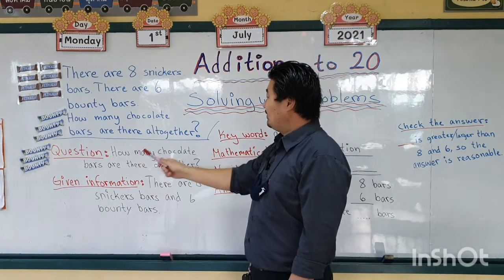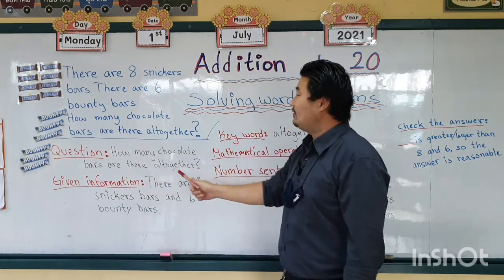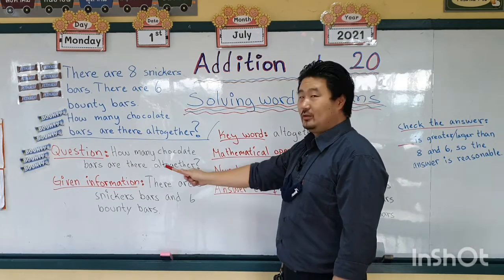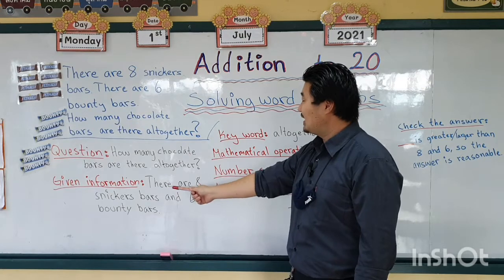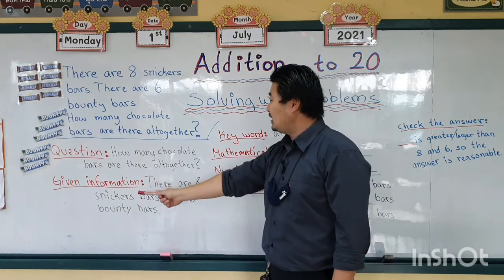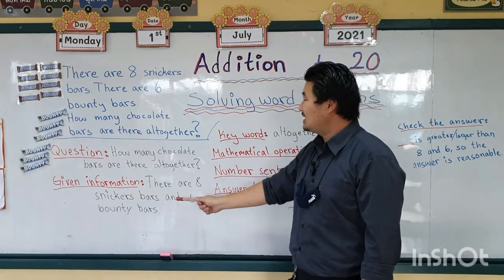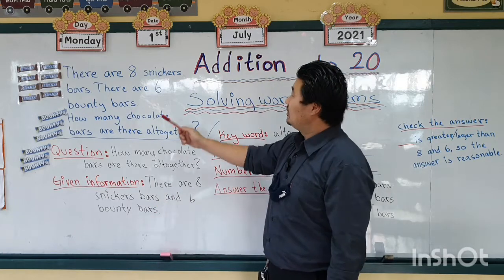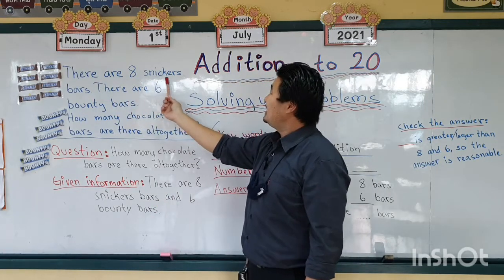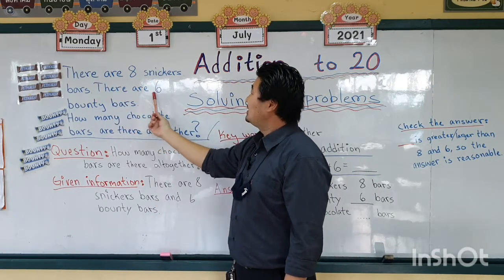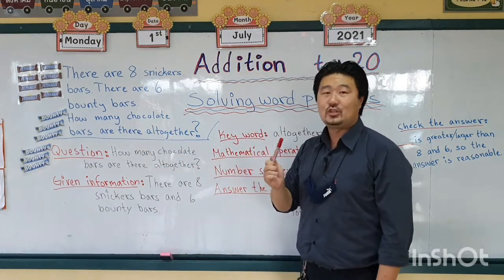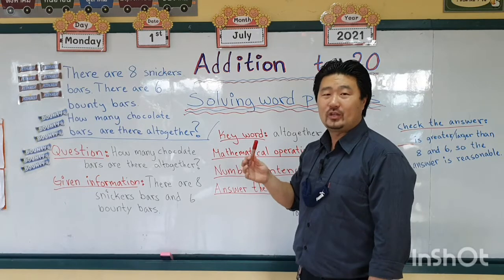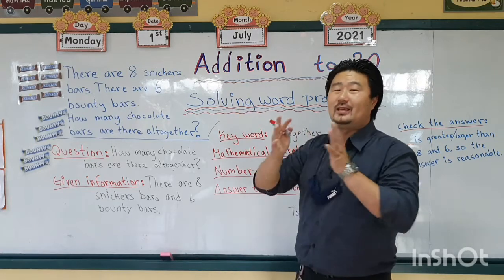And then we have given information. What is the given information? Right. The given information is that there are 8 Snickers bars and 6 Bounty bars. You see? There are 8 Snickers bars. There are 6 Bounty bars. So that is the given information. That is the information the problem is giving you.